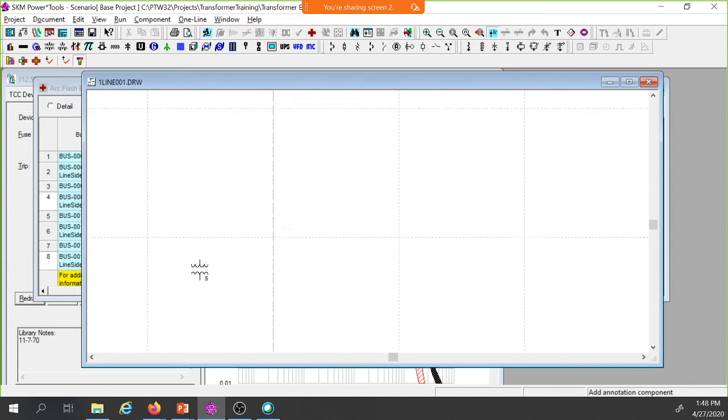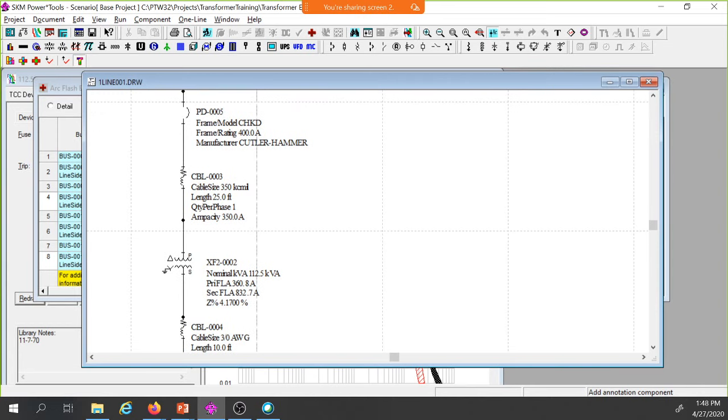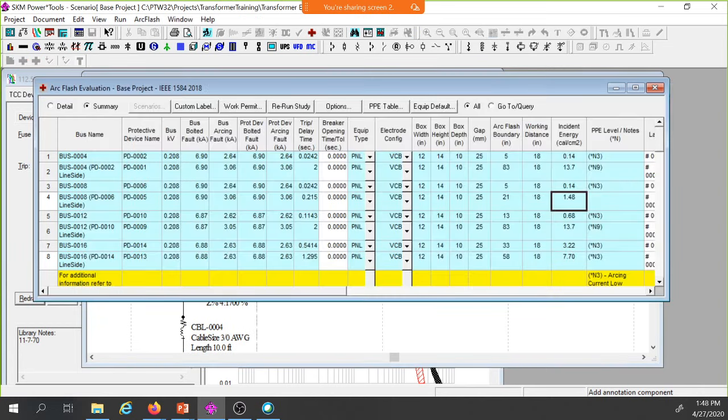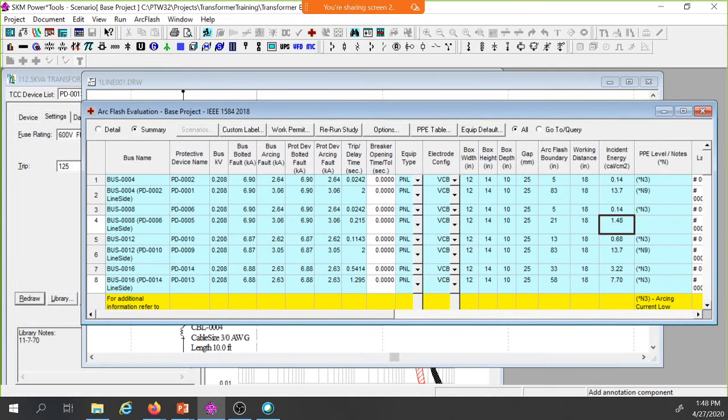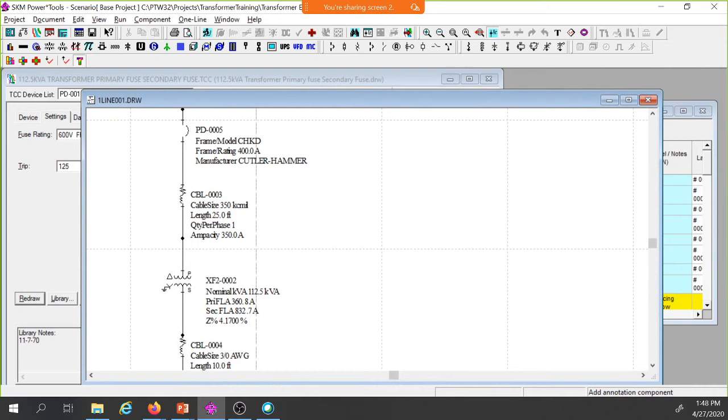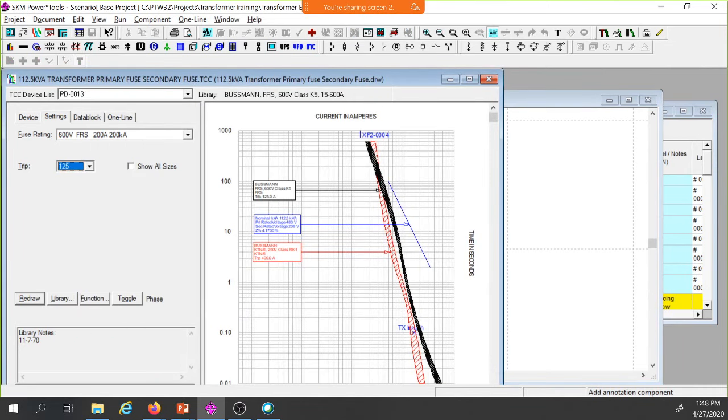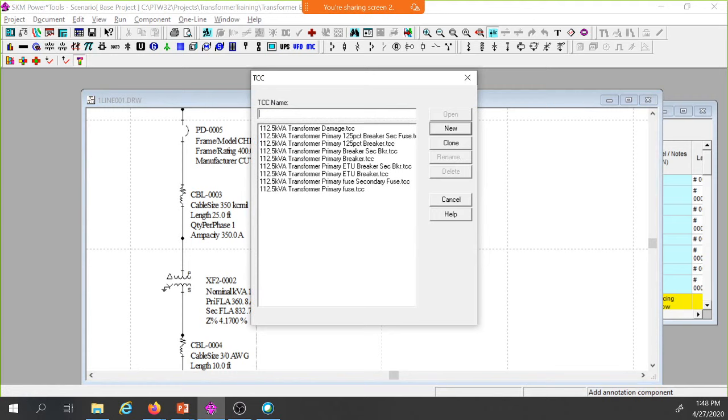CKD, my KD 400 amps. So that's the electronic trip unit. Let's take a look at that one. I've got nice 1.48 calories on the secondary. Let's take a look at that time current characteristic curve.